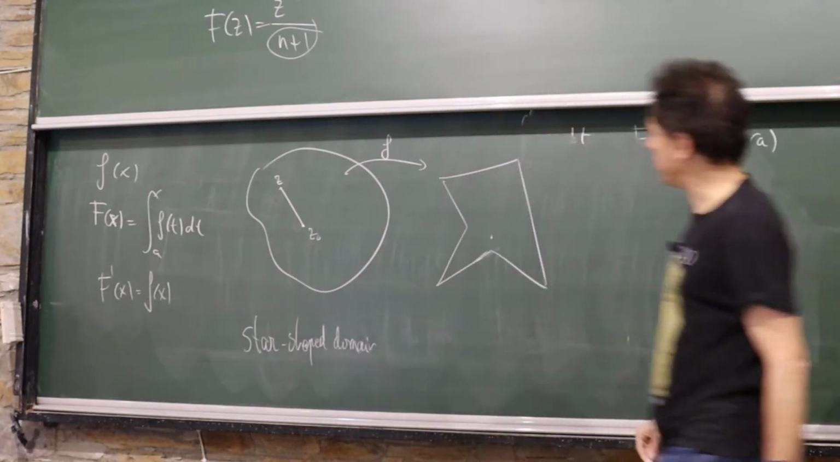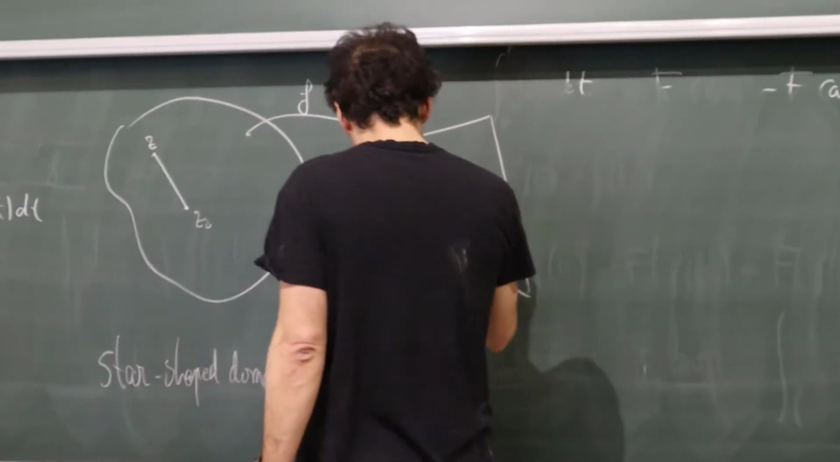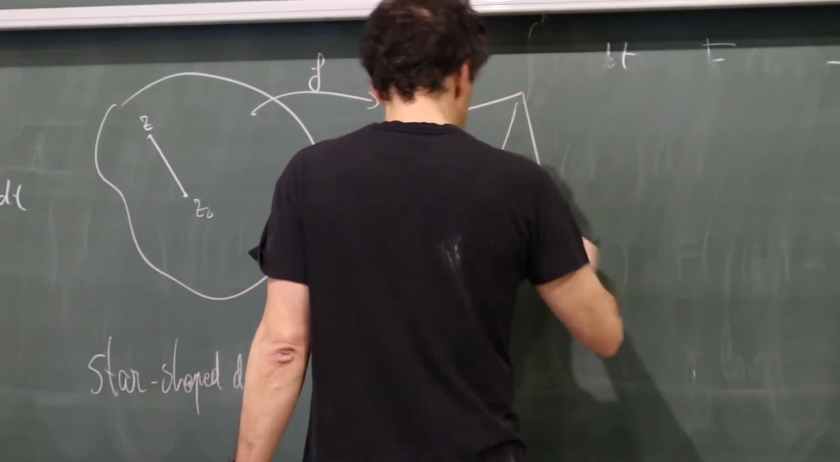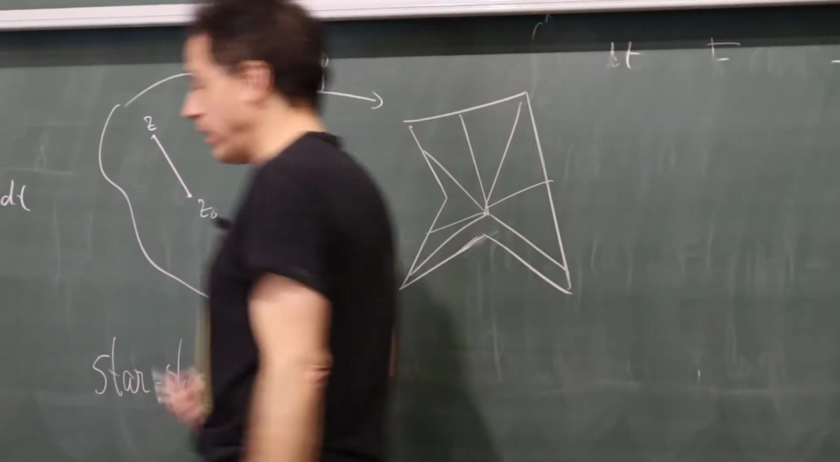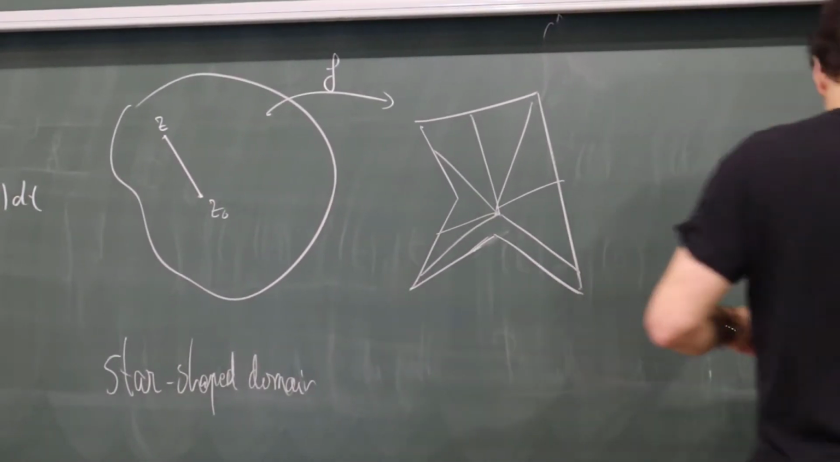Something like this might be some star-shaped domain. So it's not a convex set, but you can reach any point from here, from this point Z0. There must be at least some Z0 point. The most important case, I insist, are convex sets.